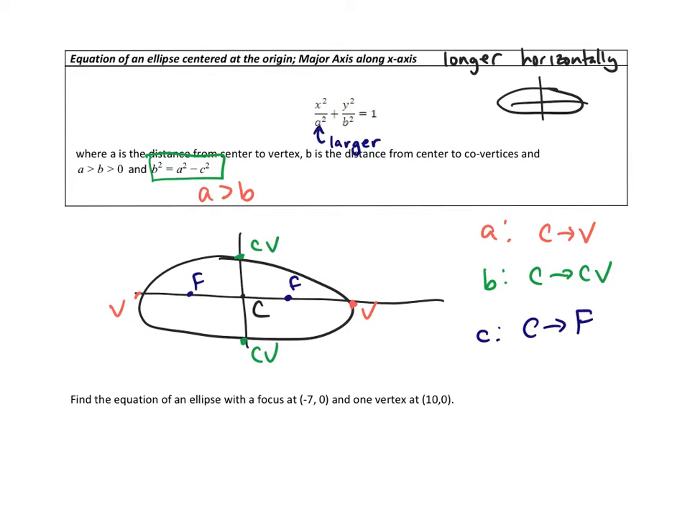And then don't forget, very important, we know these are related because b squared equals a squared minus c squared. So we use this relation a lot as we're doing these problems.